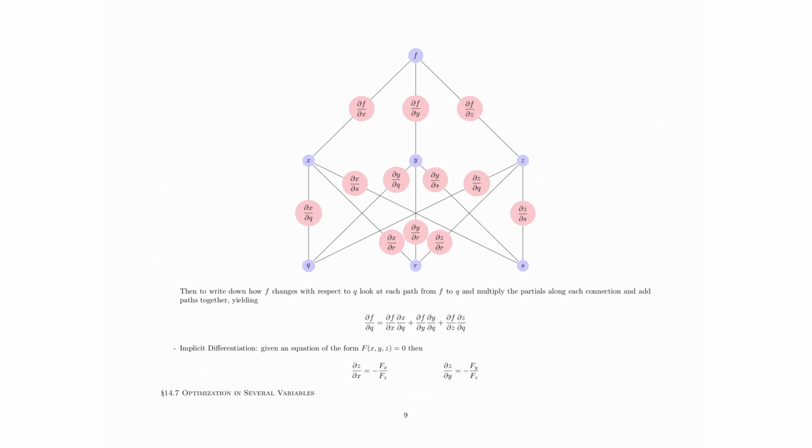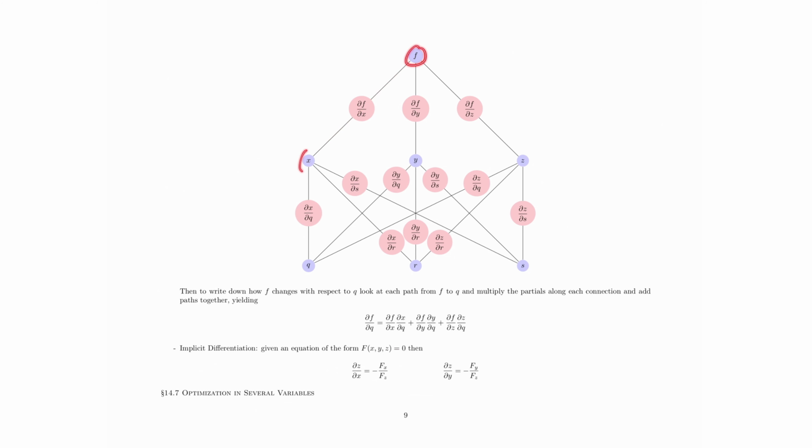So for instance, if you wanted to know the rate of change right here of f with respect to q, you first consider all possible ways to go from f to q. Well, you can go this way. We can go this way. Or you can go through z. So, let's focus on this first branch.